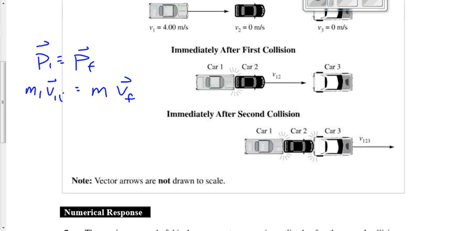The mass of object number one is 1,500 kilograms. V1i is 4 meters per second. The total mass, I got 4,500, is that right? 4,500 kilograms times Vf. We're going to solve for Vf here. And when we do, it works out to be 1.33 meters per second.